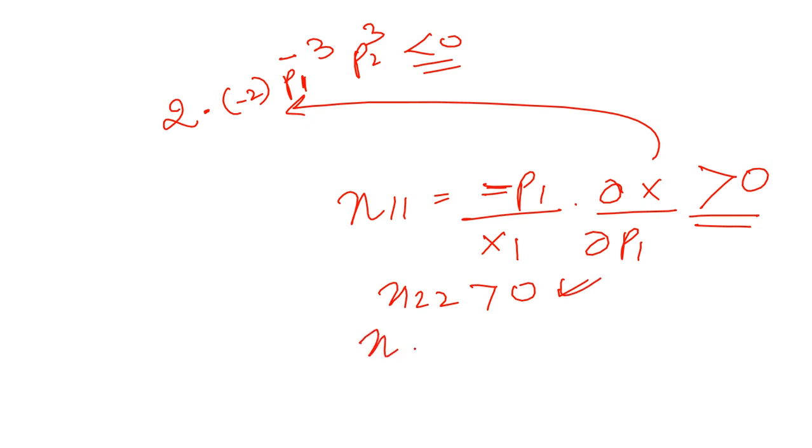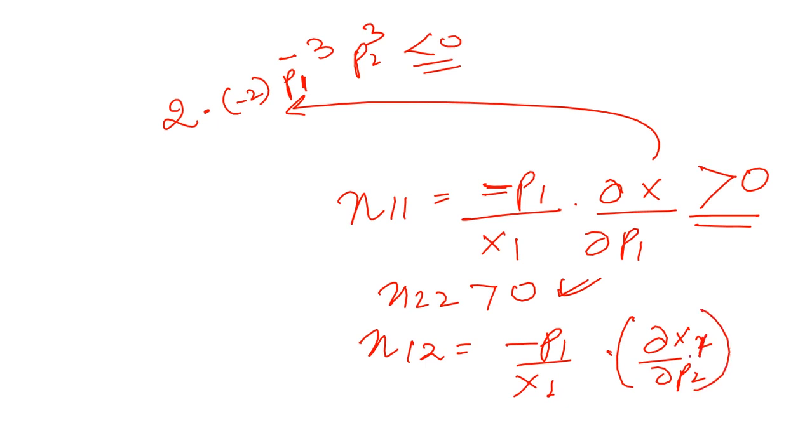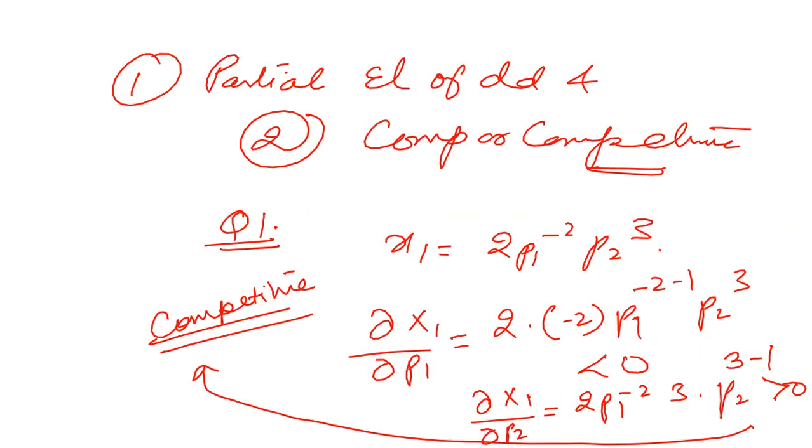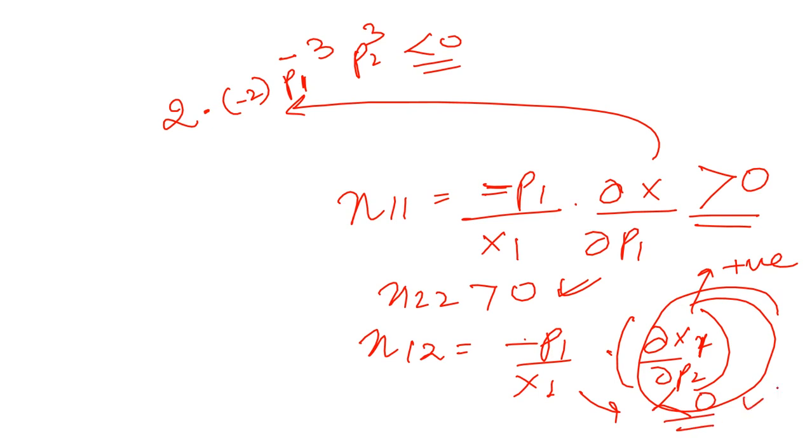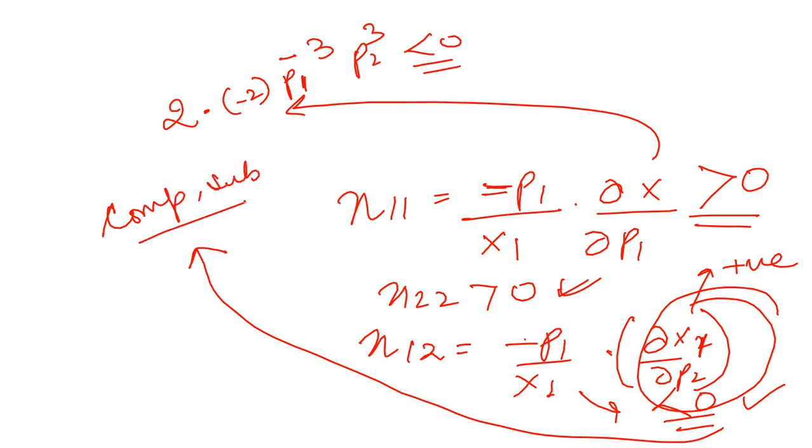Now when I talk about this expression N12, this part into del X2 by del P2 and del X1 by del P2. This is coming out to be greater than 0. This expression is positive and you have a negative, so it's less than 0. Okay, so we have shown that it's coming out positive. So one thing we can say is that it's the competitive or substitute case. The rest of the questions you can do on your own.